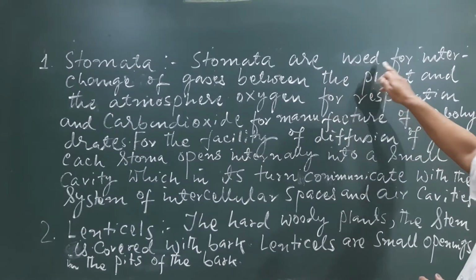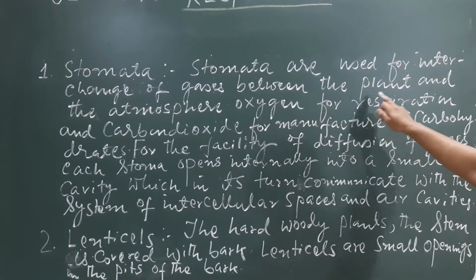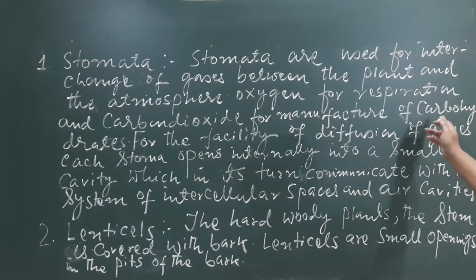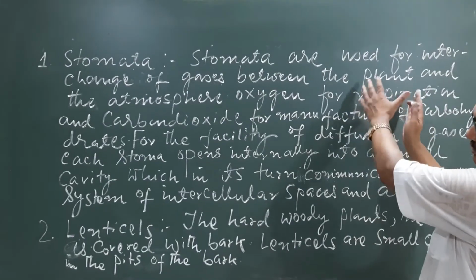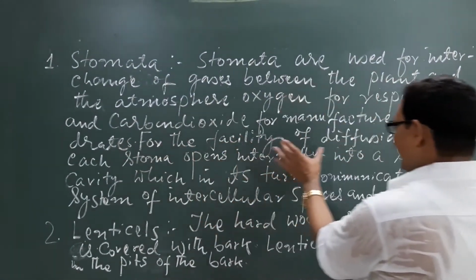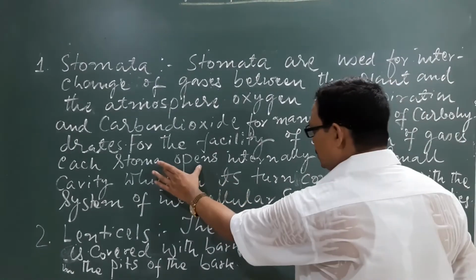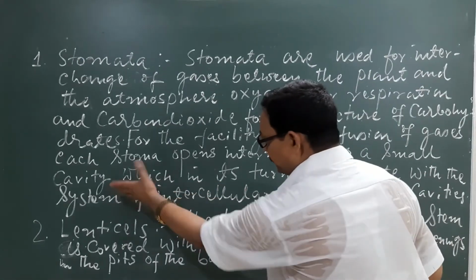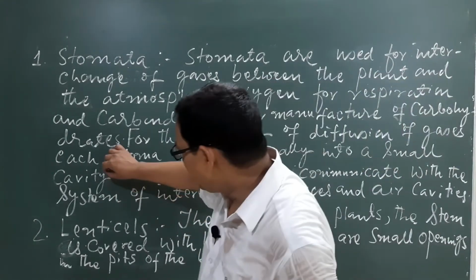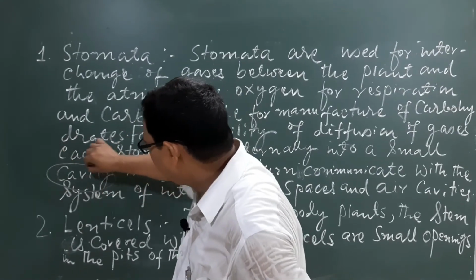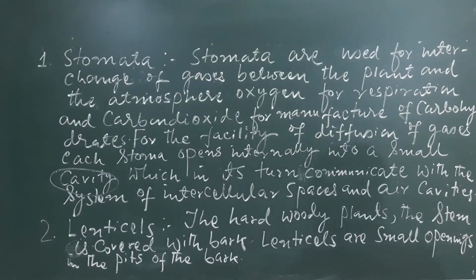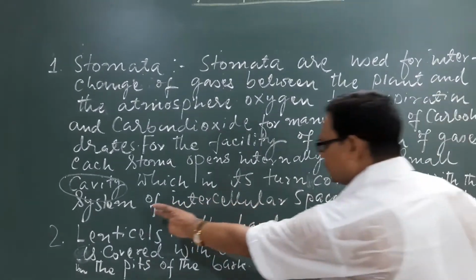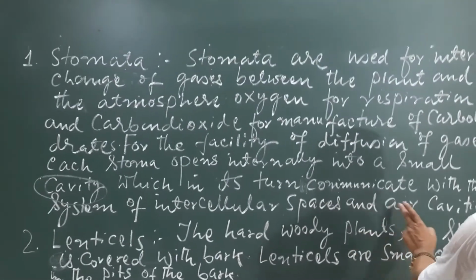So here the stomata are used for interchange of gases between the plant and the atmosphere, oxygen for respiration and carbon dioxide for manufacture of carbohydrates. Here I have written both these things, and for the facility of diffusion of gases, each stoma opens internally into a small cavity. In the case of respiration, some call this cavity the respiratory cavity, which in its turn communicates with the system of intercellular spaces and air cavities.